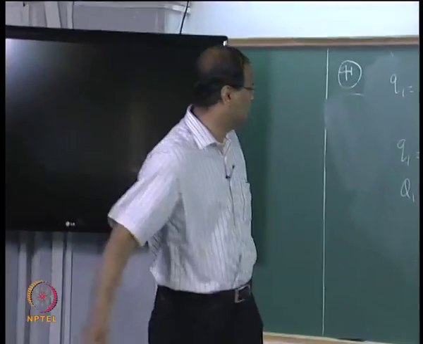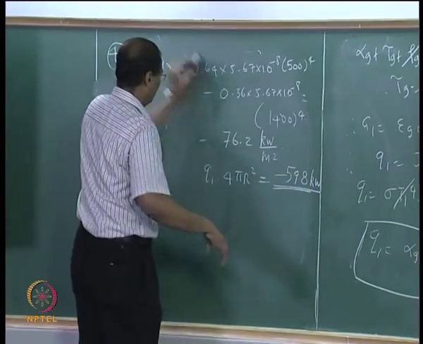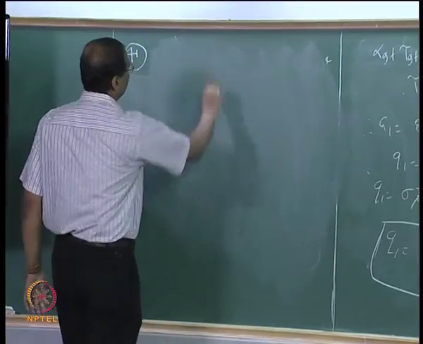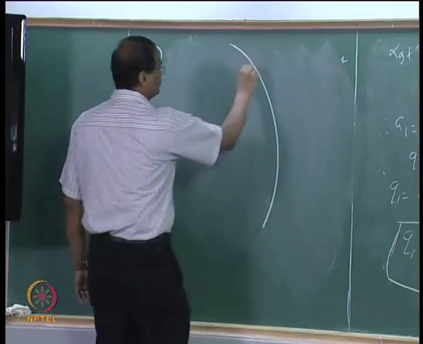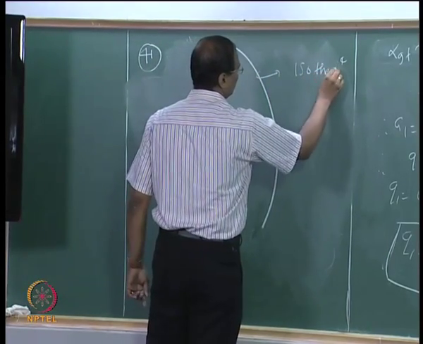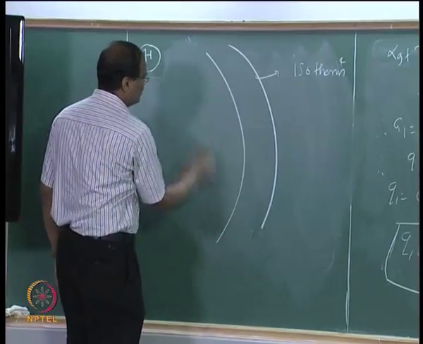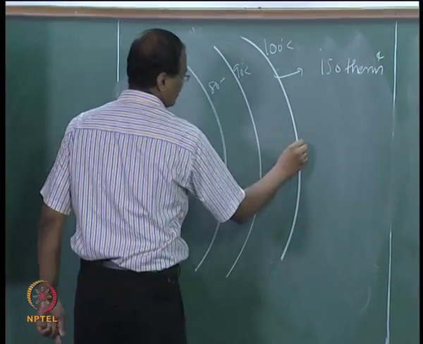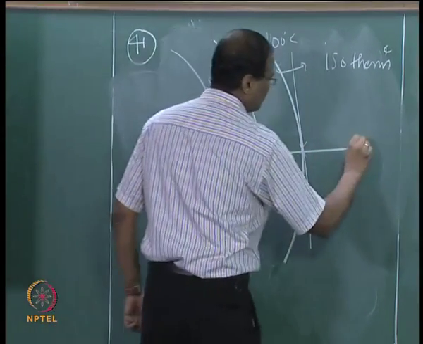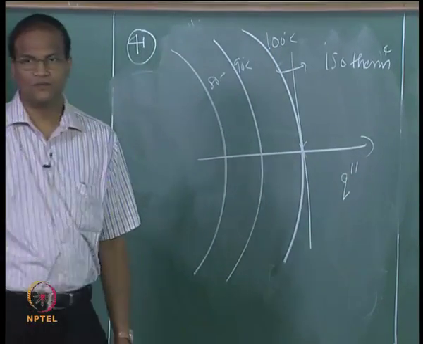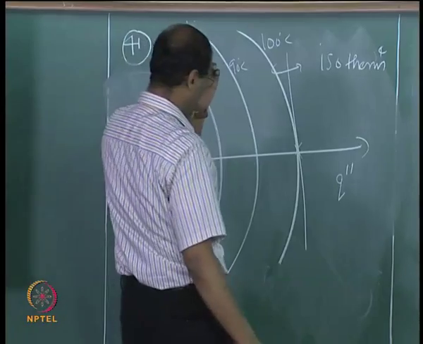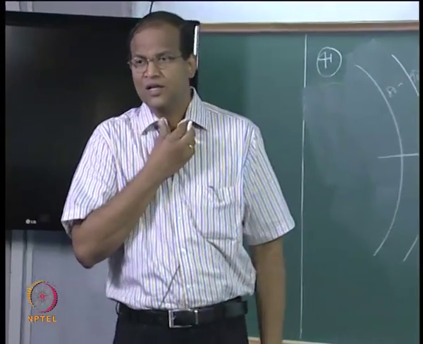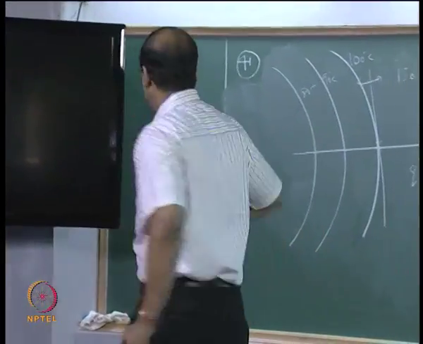So the expression for heat flux is very important. If this is your isotherm, that is your constant temperature, let us say 100 degree centigrade, 90 degree centigrade. At this point, you draw a tangent. So the heat flux vector will be like this. The heat flux vector is normal, orthogonal, to the isotherm, okay.